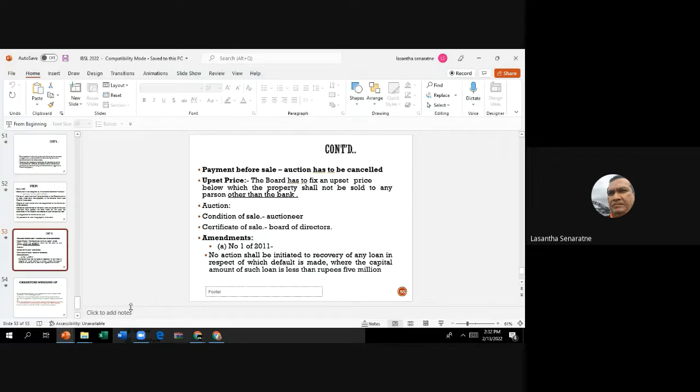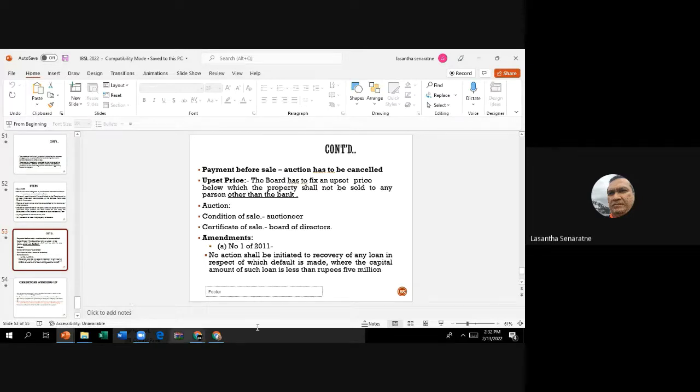Then auction, condition of sale, auctioneer, certificate of sale, board of directors, amendments 1 of 2011. No action shall be initiated to recover any loans in respect of which default is made where the capital amount of such loan is less than 5 million rupees. So from time to time there were changes to this rule. If the capital amount outstanding is less than 5 million, we will not be able to go for a parate auction. So you have to be a little bit careful.